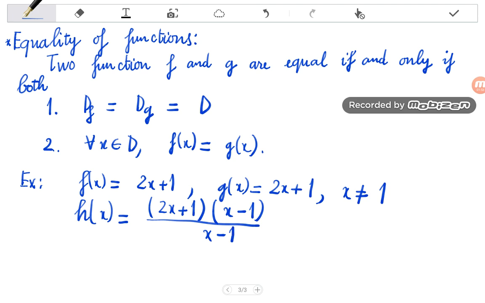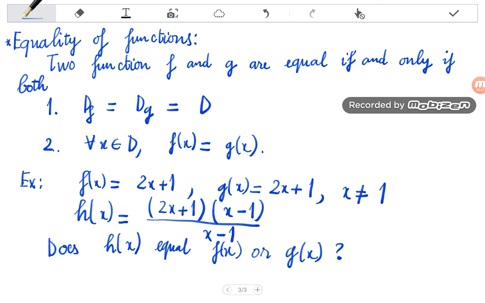And we have a question. Does the function h equal the function f or g? We can use the other color. You have several seconds to think about your own answers.